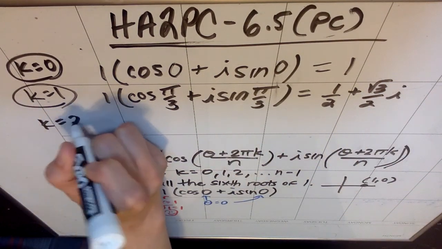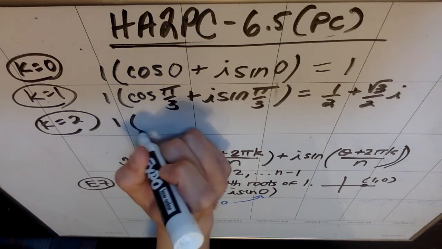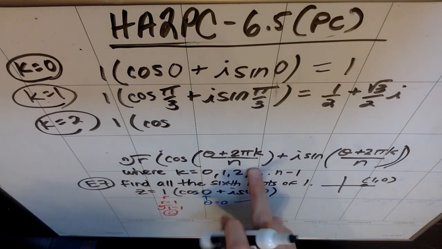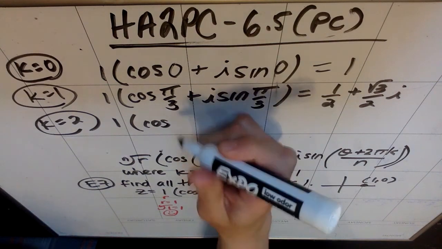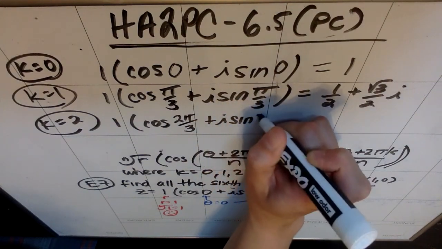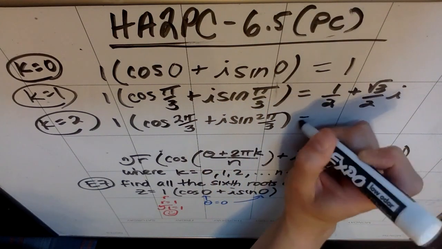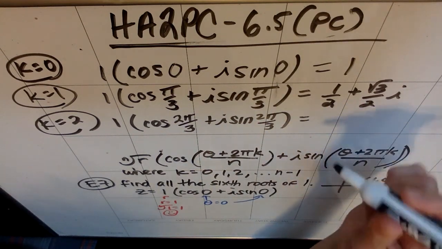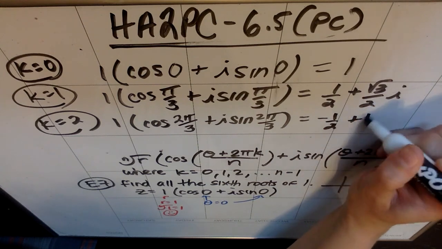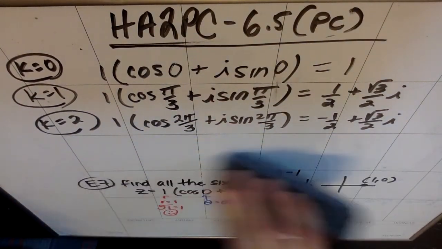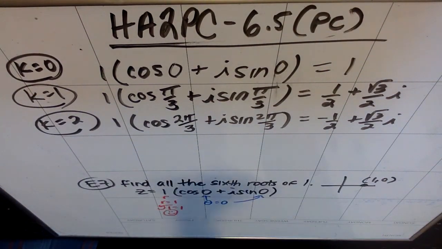The third root, when k is 2, is going to be that 1 times, well, now k is a 2, so this is going to be a 4 pi over a 6, which is the same as a 2 pi over 3. So cosine of 2 pi over 3 plus i sine of 2 pi over 3. Cosine of 2 pi over 3, it's the same point, it's the same 1/2 and a root 3 over 2, but now you're in quadrant 2, so it's going to be a negative 1/2 plus a root 3 over 2 times i, right? So I'm going to give myself a little more space, and remember, I'm going up until I hit k is 5, right?